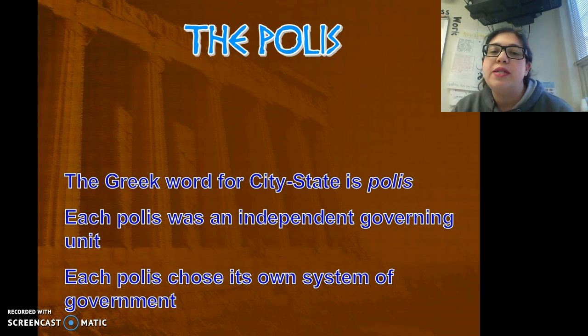Polis is the Greek word that means city-state. We'll refer to it both ways, and you need to recognize both ways of referring to it. Each polis was its own independent governing body, so they could make laws, they could do what they wanted in their governments, and they could choose their own system of governments. So even though they had the same organization of space and some patterns about how they interacted with each other within their city-states, they were very different as well.